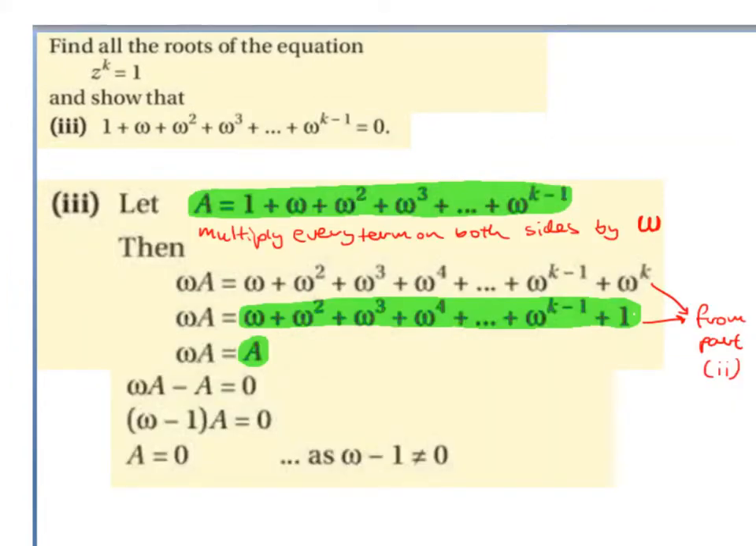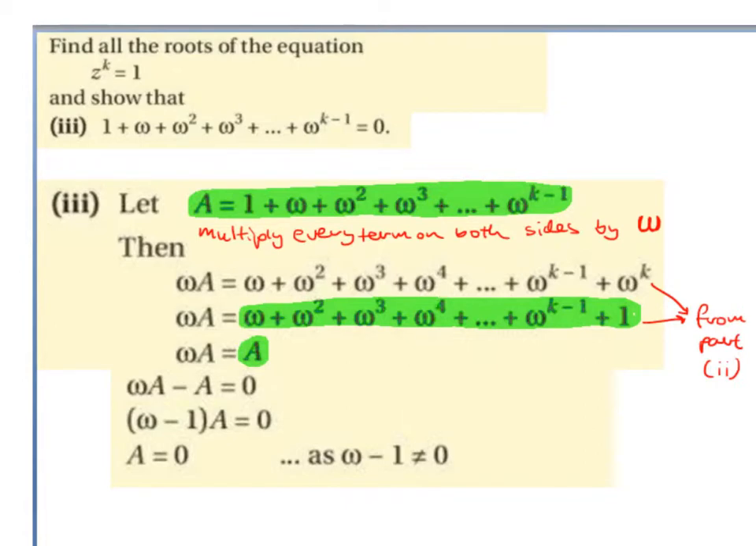So we want to show that 1 plus w plus w squared plus w cubed plus dot dot dot w to the power of k minus 1 is equal to 0. So we're going to let A equal 1 plus w plus w squared plus w cubed plus dot dot dot w to the power of k minus 1. Next we're going to multiply every term on both sides by w. So A times w is wA, 1 times w is w, w times w is w squared, w squared times w is w cubed, w cubed times w is w to the power of 4, and so on.